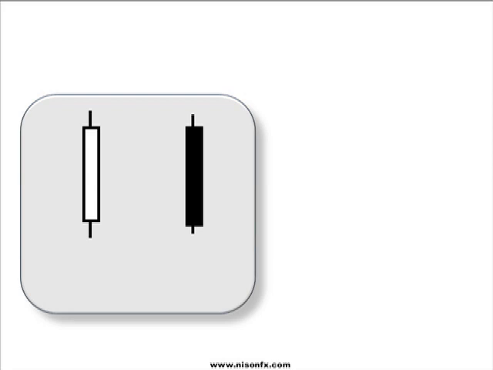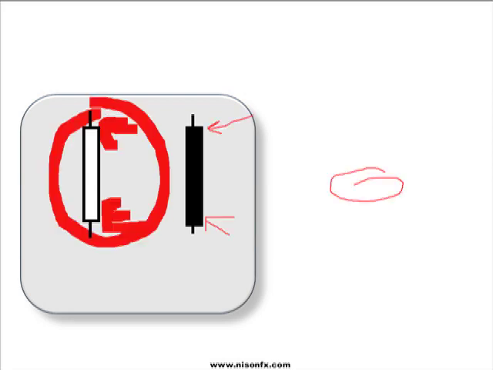Okay, now let's think about this. There's no real body, so who's in control? The market opened and closed at the same level. So here is a market where nobody's in control. The bulls and the bears are in a stalemate. So on this doji session, the market is in balance between the bulls and the bears. And how does it help you?